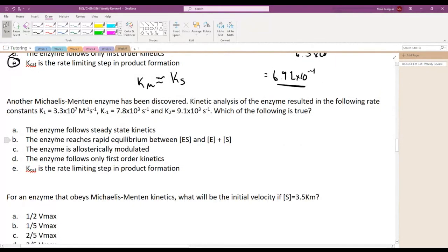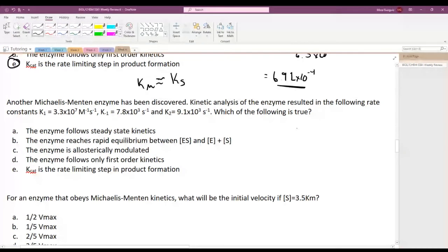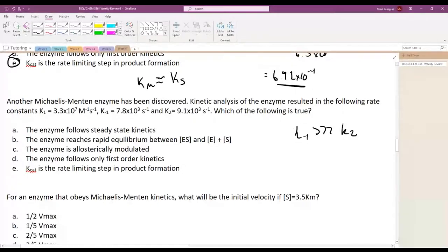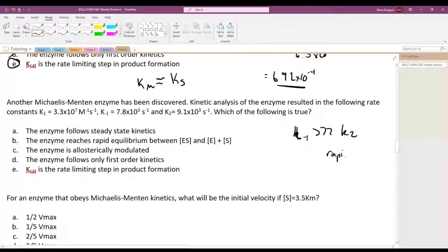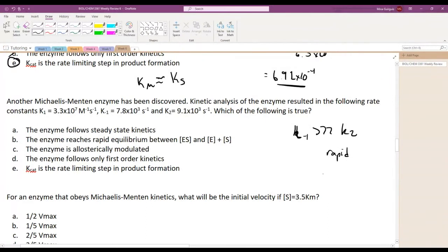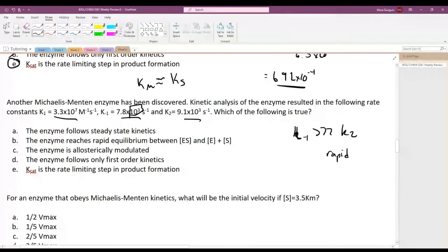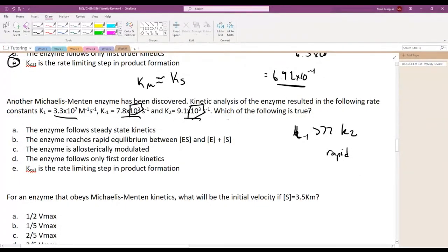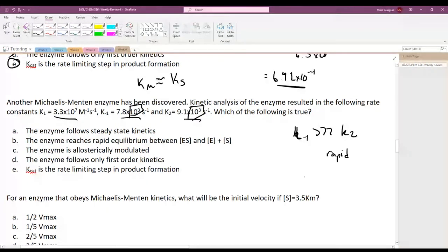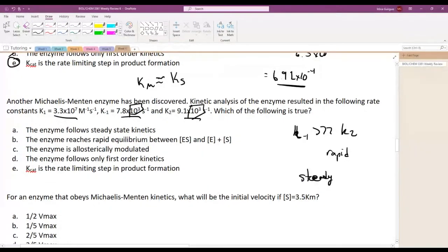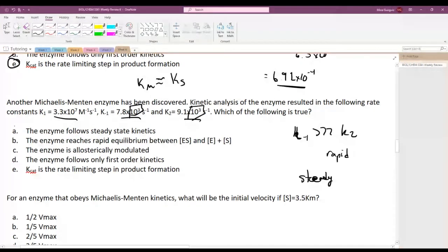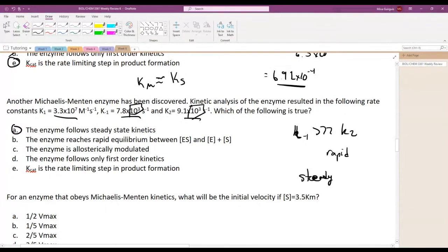Okay, so K1, K-1, K2. Basically, our definition is if K-1 is significantly greater than K2, we have rapid equilibrium. And if they're around the same order of magnitude, we have steady state. So K1 is massive right off the bat. K-1 is tiny, K2 is tiny, but they're both 10 to the third. So to me, that would indicate that we have steady state. We can do the math to verify it, but I'm going to go ahead and say that the answer to this one is A. All right?